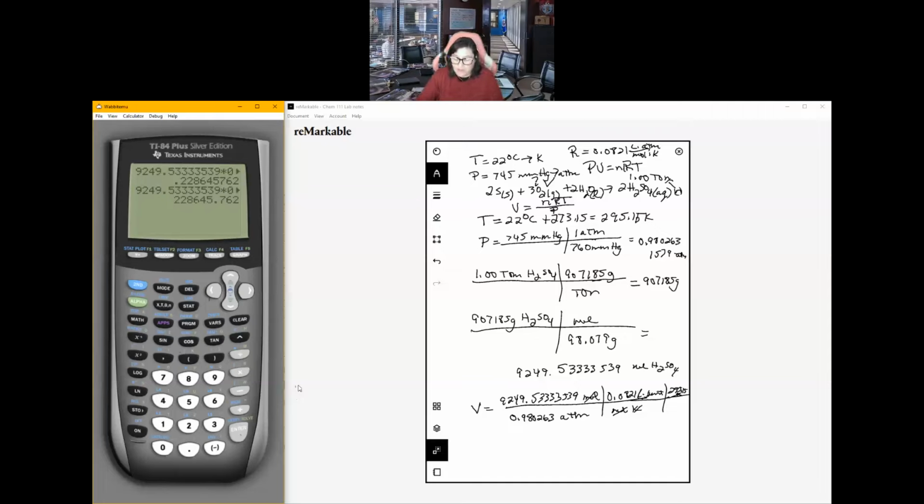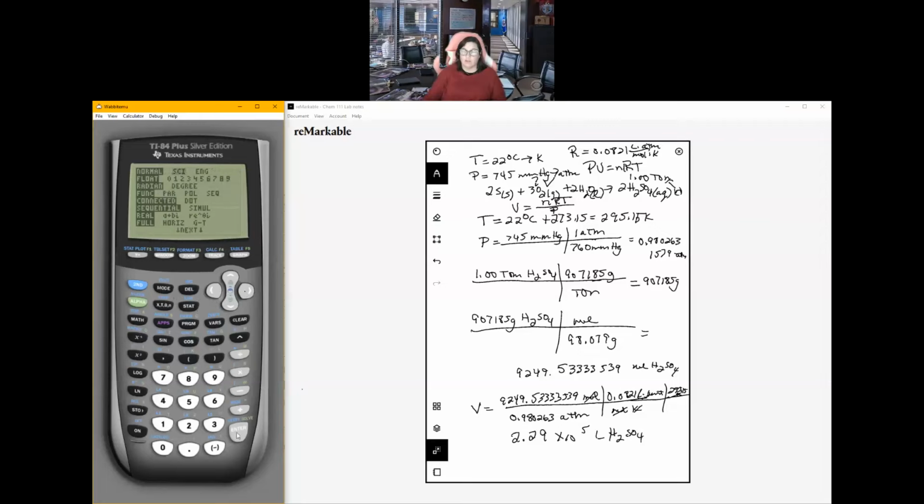So I don't like this number for two reasons. One, it's a big number, so I'm going to put it in scientific notation. And two, it needs to be 3 significant digits. So if I put this into scientific notation and get the 3 sig figs, it's 2.29, because I round up, times 10 to the 5th liters of H2SO4.